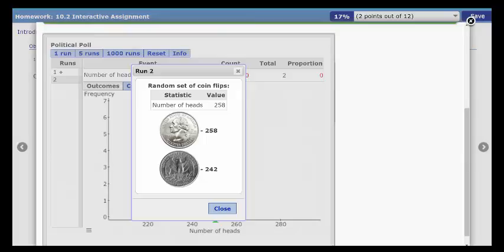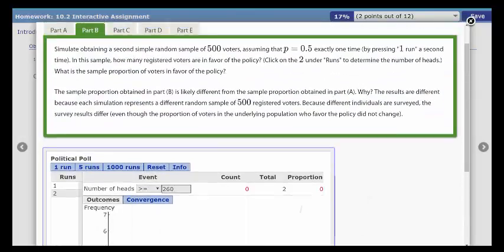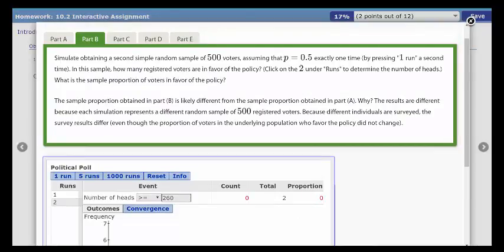Did you notice that if you pick a different sample, the number of heads is going to change from one sample to another? It is not going to be the same. But they seem to be close to 50%. Okay? So let's now go to part C.